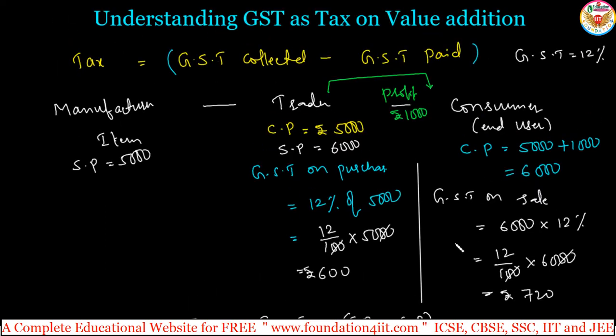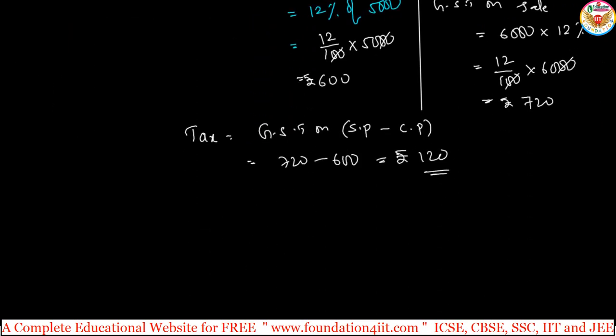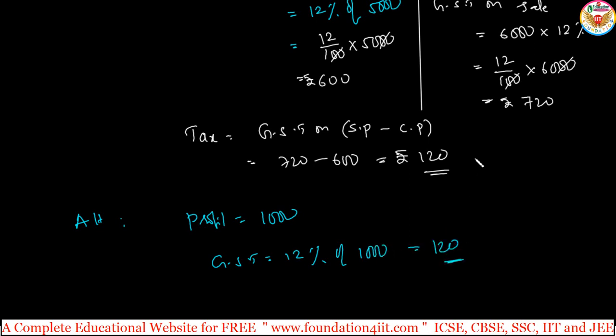So only on value addition, remember. How much extra is added? Only 1,000. So there is an alternative way to find it directly: the profit is 1,000, so GST on profit is 12% of 1,000, which obviously gives 120. Same thing, right? So GST is to be paid on value addition. This GST is to be paid only on the difference of sale price and purchase price. You can remember that: GST should be calculated only on the profit. This is the main important thing.